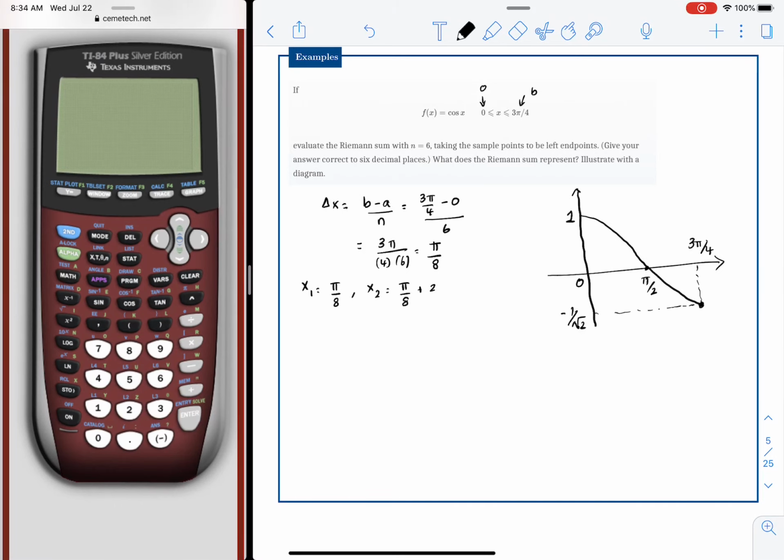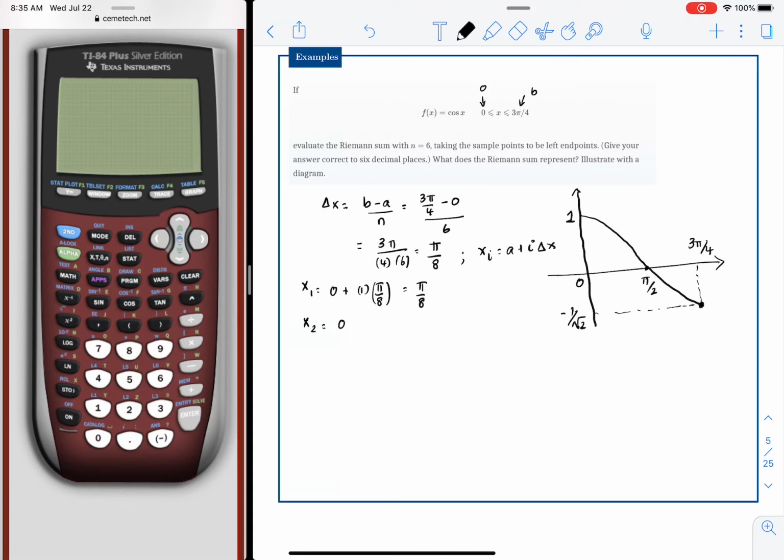I guess we'll start at 0. So the first one would be a, which is 0, plus 1 times pi over 8, which would give us pi over 8. I'm using the formula xi is a plus i times delta x. A is 0, i is 1, and delta x is pi over 8.